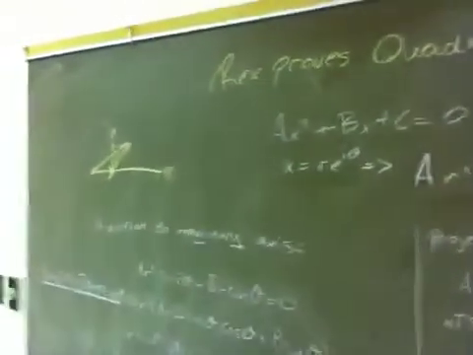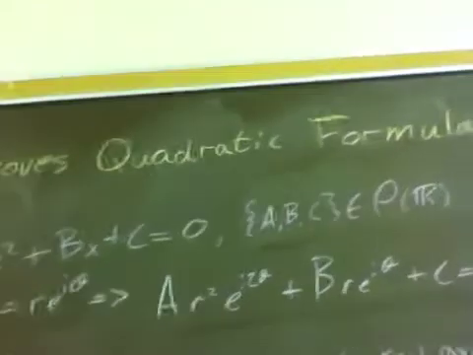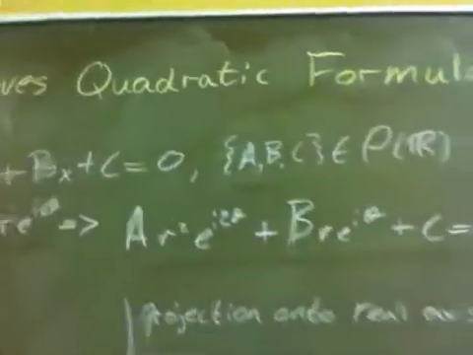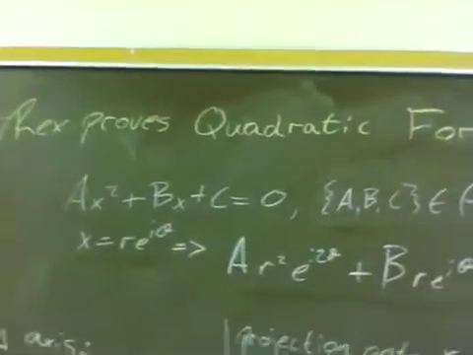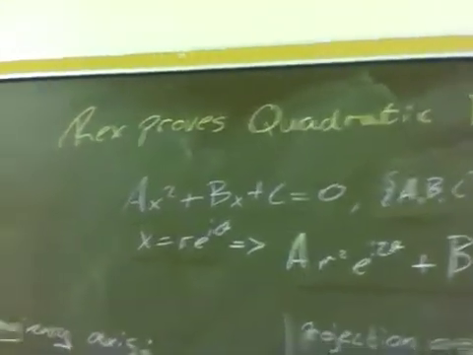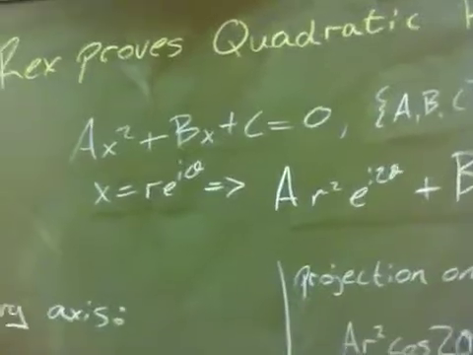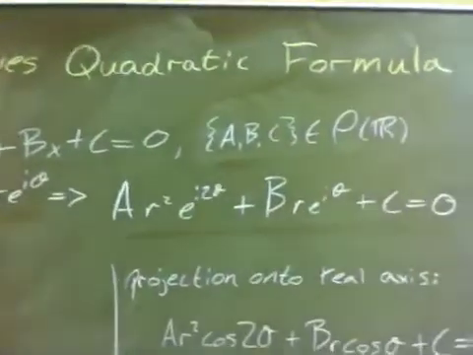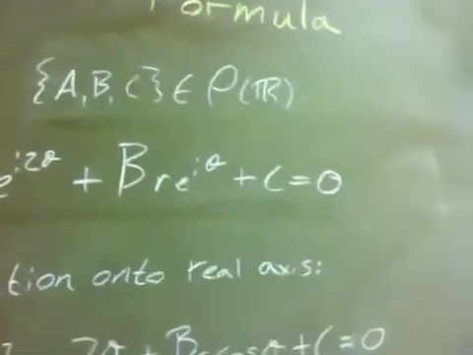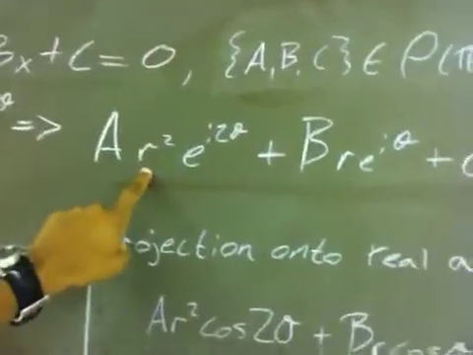Okay? Now, we're going to assume that a, b, and c are real numbers, so they're in the set of the reals. They're just regular old numbers. But we're not going to assume that x is real. So x is just a general complex number, r times e to the i theta. Alright? Now, we plug that in, and we end up squaring the r.